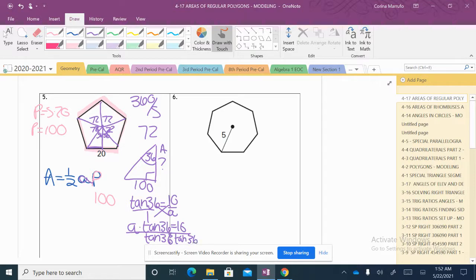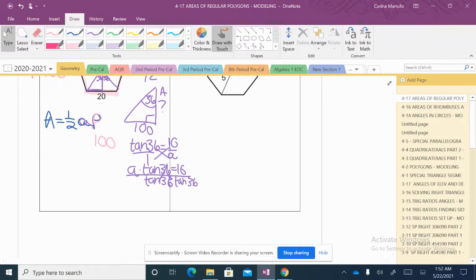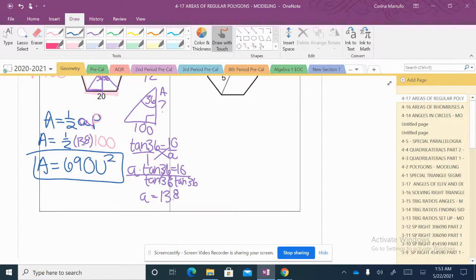We divide both sides by tangent of 36. This cancels, and we get 10 divided by tangent of 36. Make sure that your calculator is in degree mode, and it gives me 13.7, 13.8. Okay. So now that we found the apothem, we can go ahead and plug it into the formula, and we're ready to find the area. So 0.5 times 13.8 times 100, that gives me 690. And they didn't give us any units, so I'm just going to put u squared.